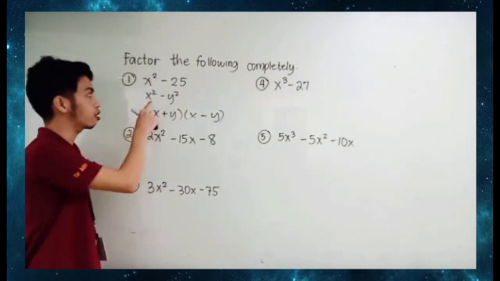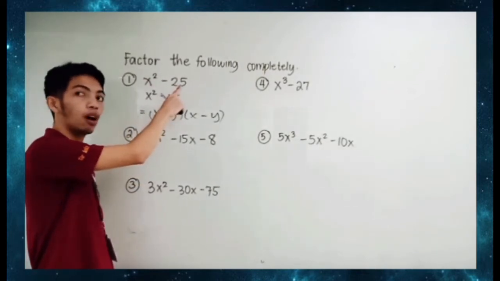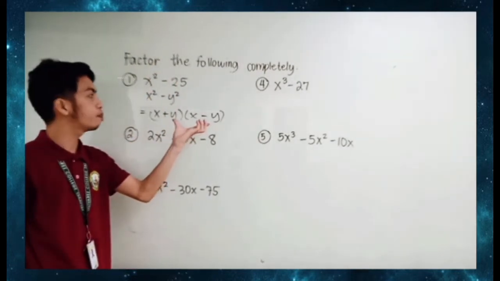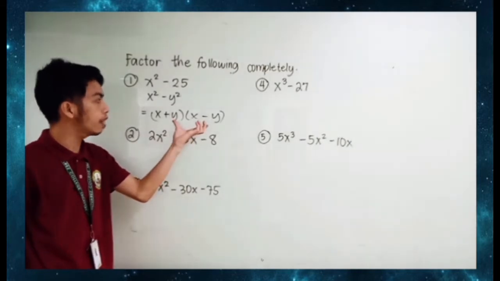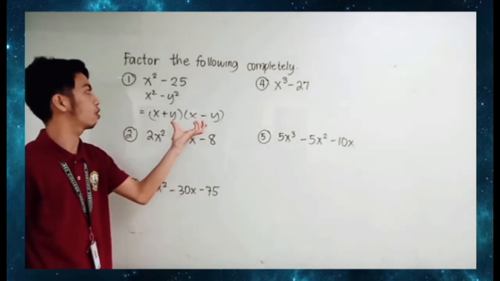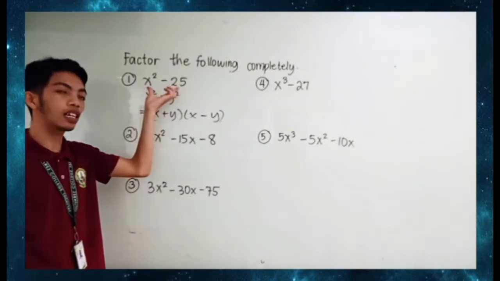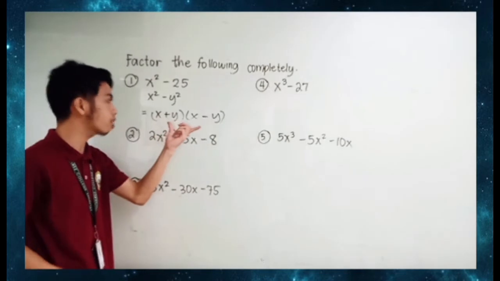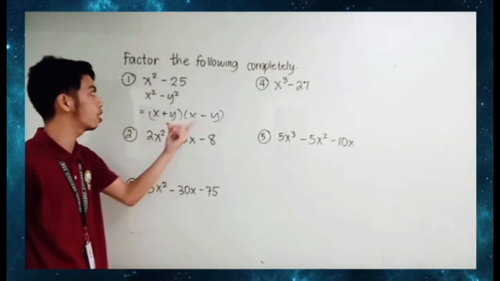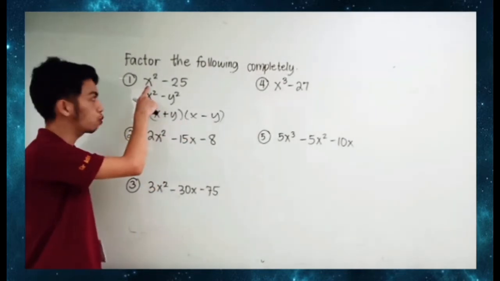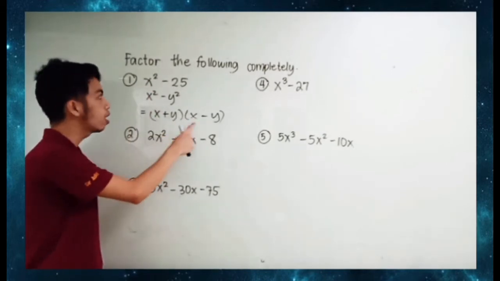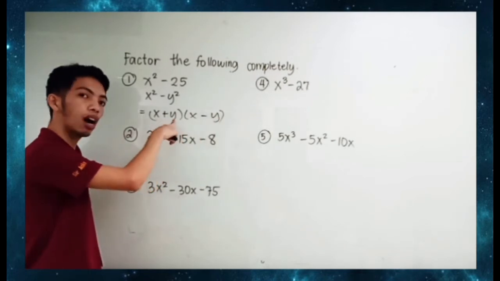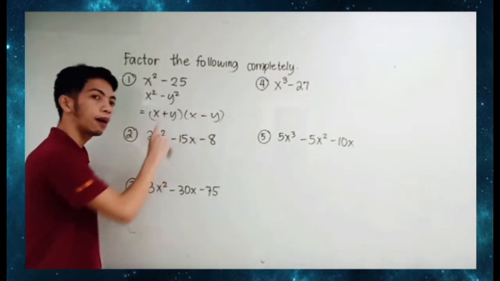Since x squared is a square and 25 is also a perfect square. So, ibig sabihin, pasok siya dito sa factoring polynomials na sum and difference of 2 terms. Okay? So, kapag ang given ay difference of 2 squares, ang factor niya ay sum and difference of 2 terms. So, kukunin mo yung square root ng x squared, that is x. Okay? Kukunin mo yung square root ng y squared, that is y. Anong mga operation? Plus and minus.